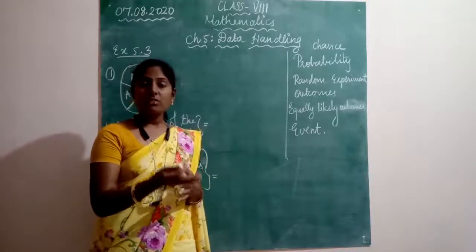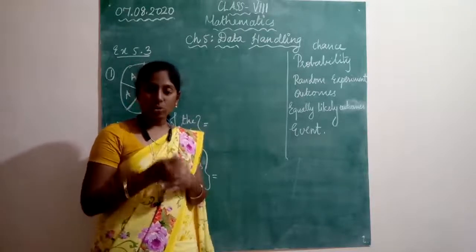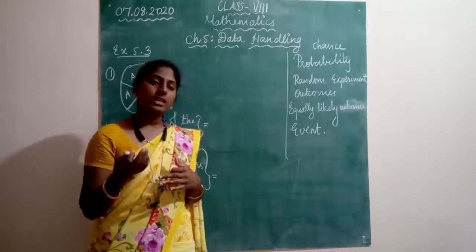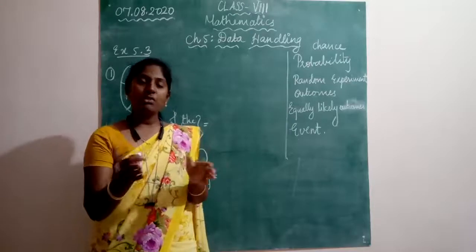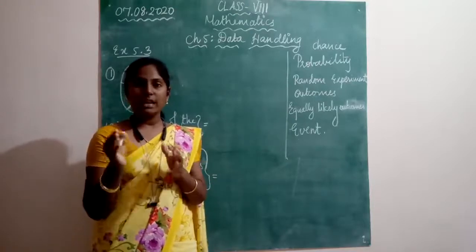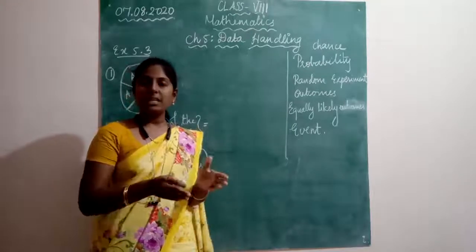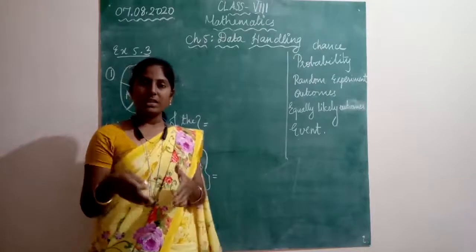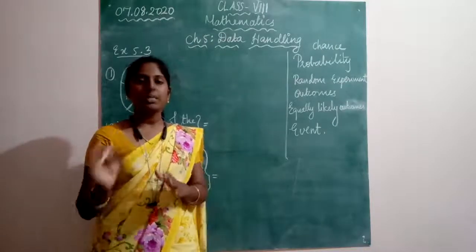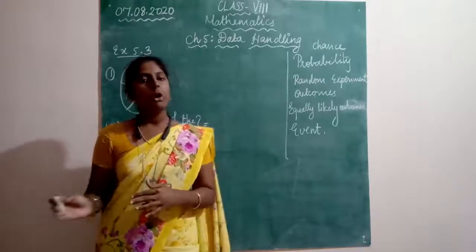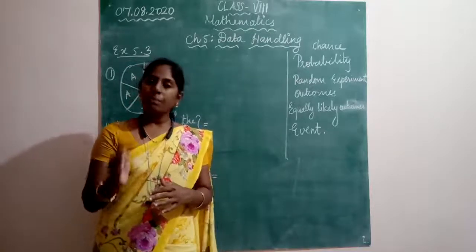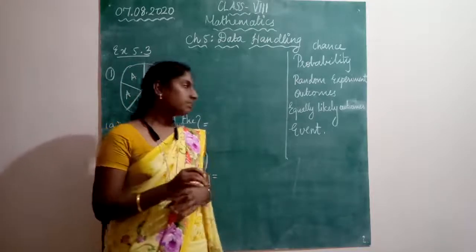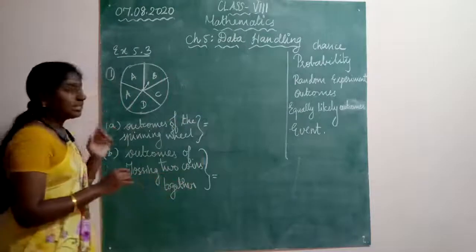So that event will have a favorable outcome, and the experiment will also have some total number of outcomes. So the probability is the number of favorable outcomes divided by the total number of possible outcomes. Is it clear? Let us solve some problems from the exercise so that you will get a better idea. Look here, exercise 5.3.